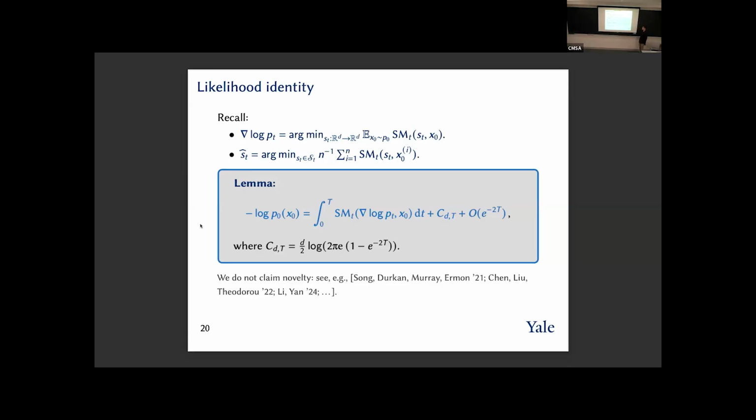Okay, and this identity is not necessarily new. It's present in prior works, but instead, I just want to focus on how to actually apply this one identity.